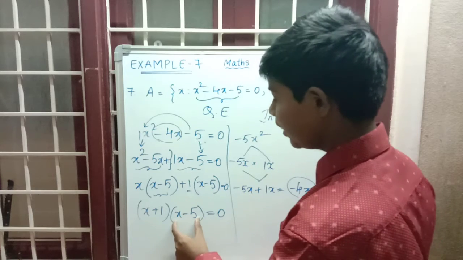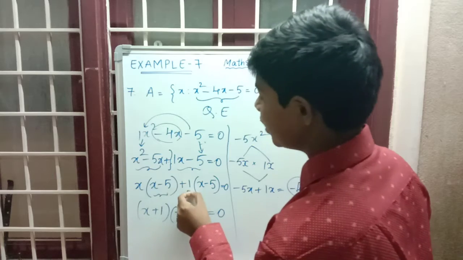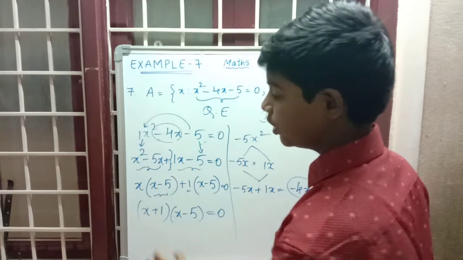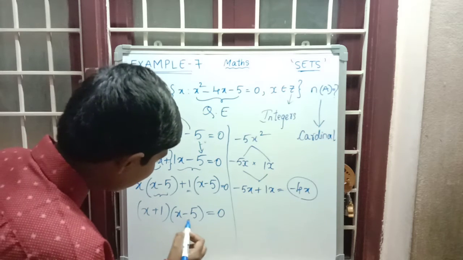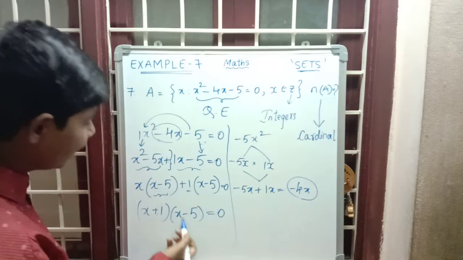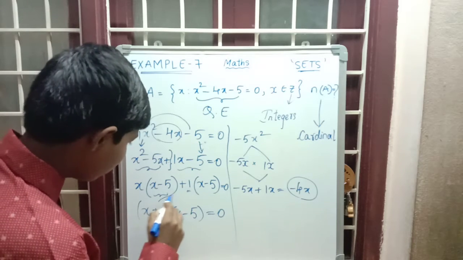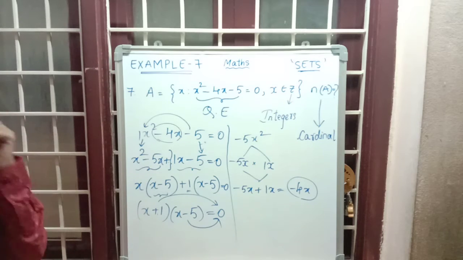So, only one time we can write that. One time we can write, and x plus 1 is there. Here x, here plus 1. Both combined in a bracket we can write that. So, (x plus 1) into (x minus 5) is equal to 0. So, what are the values of x here? x plus 1 is equal to 0 and x minus 5 is equal to 0.